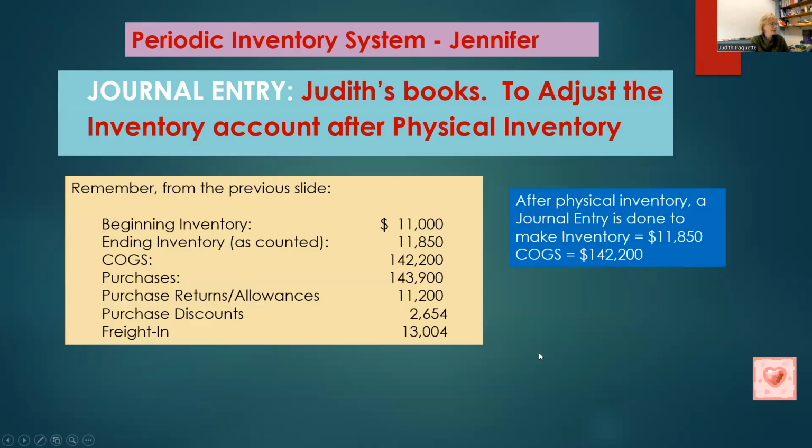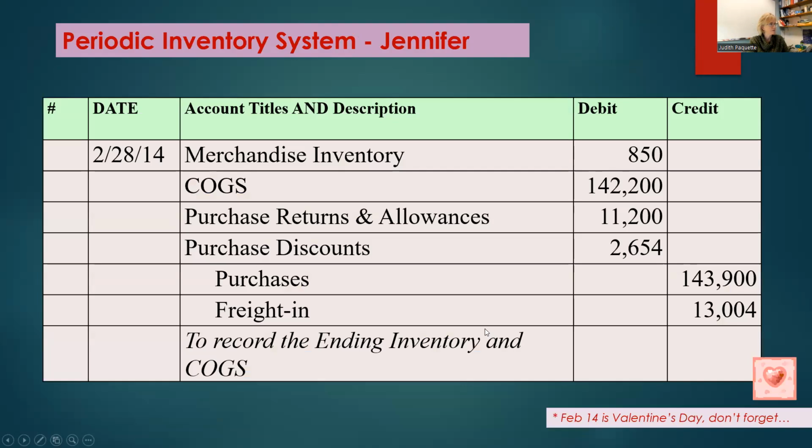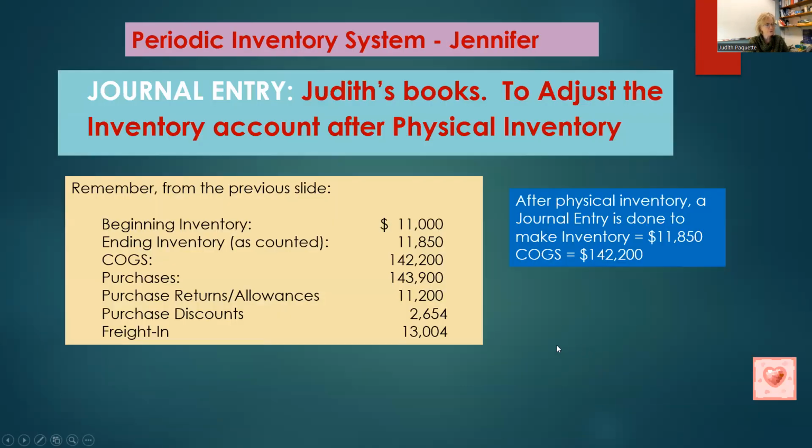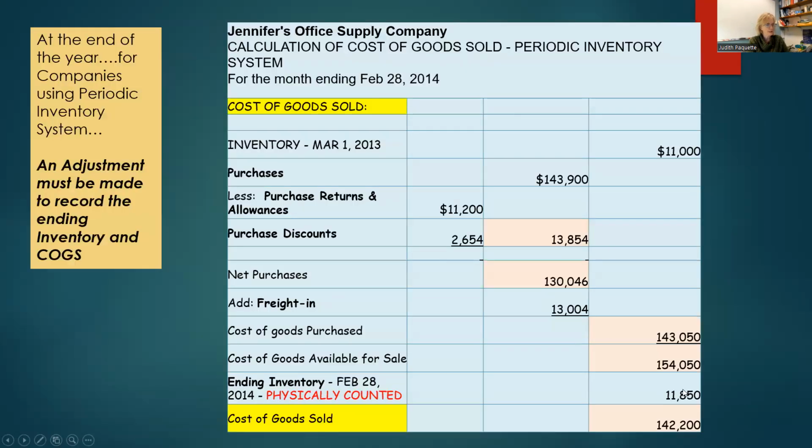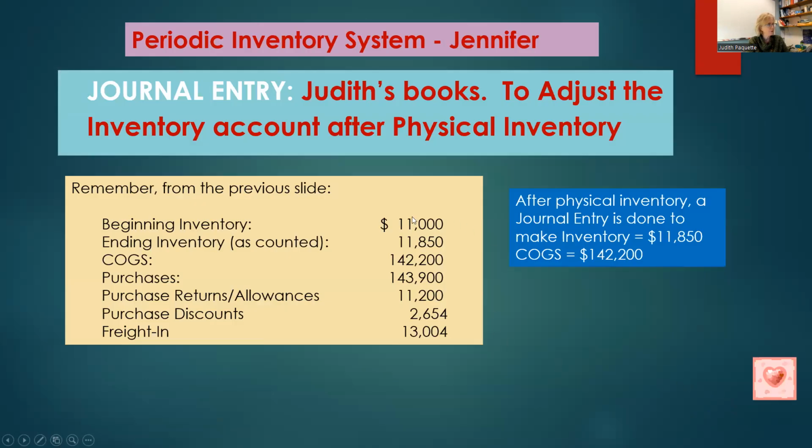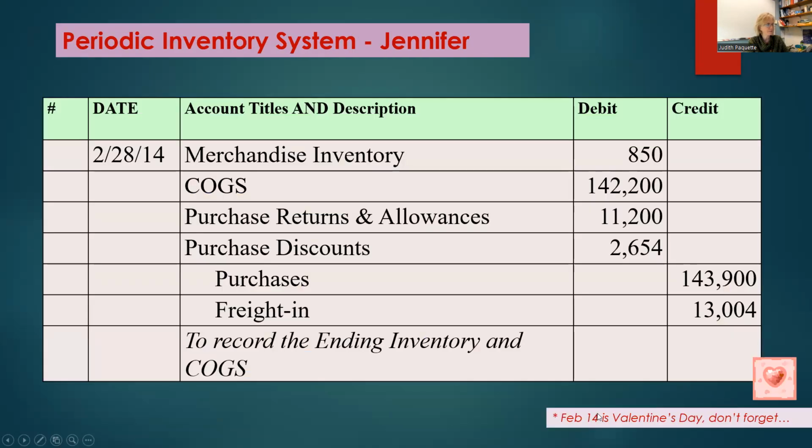So here's the final journal entry for when you do take physical inventory. I showed you on the sheet, here's physical inventory, 11,850. Here's where we empty out all these accounts and adjust the inventory account to make it right.